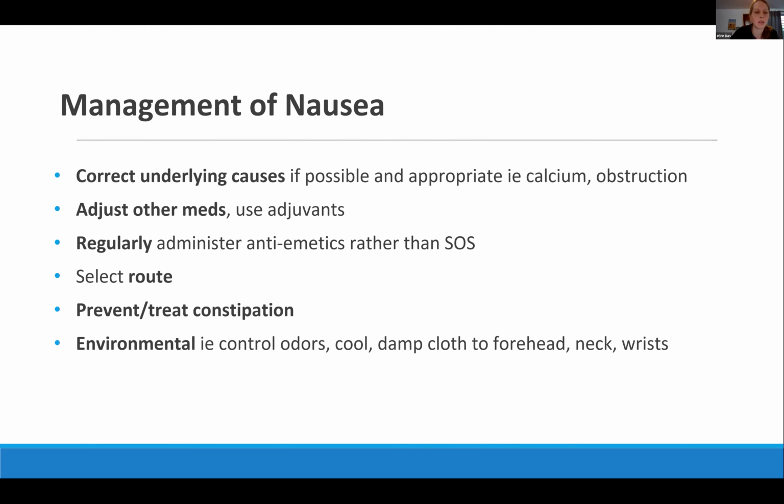And then as we think about the environmental setting that our patients are in, whether you do home visits, as we've heard happens in Northern Uganda with some of our participants, or you are in a hospital-based setting, to the best of your ability, try to control the odors around where the patient is lying down or sitting. This can really help. Also using a cool damp cloth on their forehead, neck, or wrist can provide a lot of relief to the patient experiencing nausea.